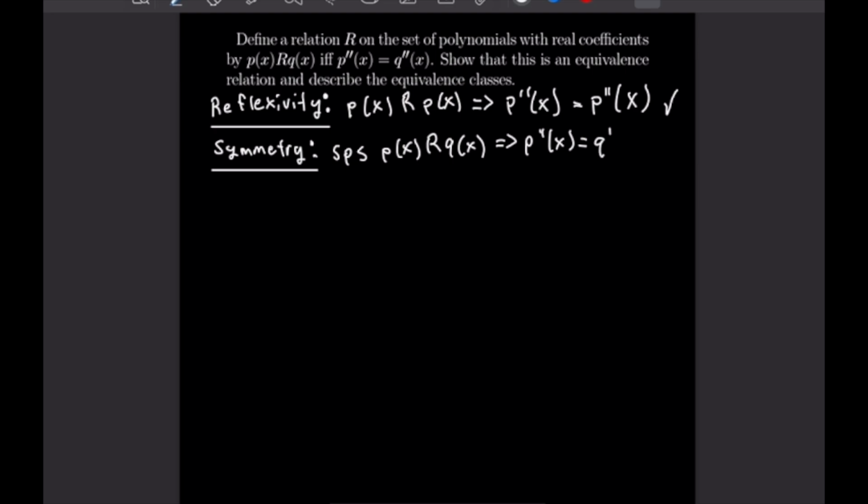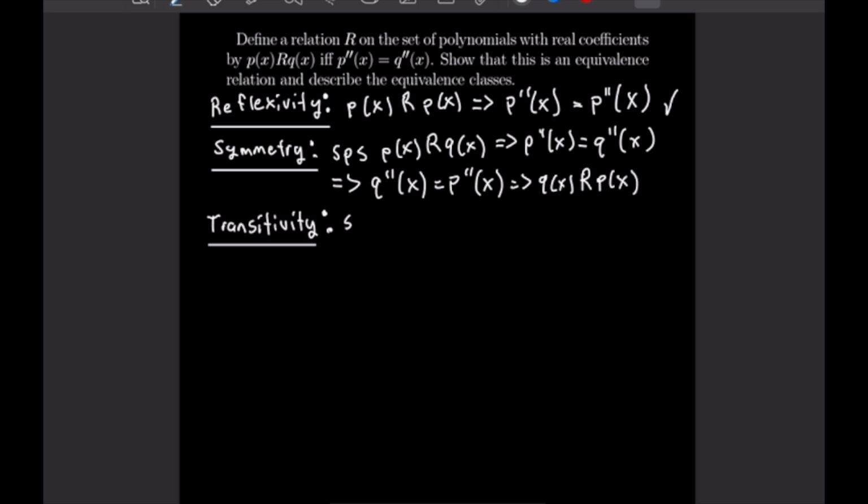Next, let's do symmetry. This will go similarly to our last proof for symmetry. We're going to suppose that P(x) is related to Q(x), but that means that P''(x) is equal to Q''(x). And we can flip that so that we have Q''(x) is equal to P''(x), which means that Q(x) is related to P(x). Great. So now let's do transitivity.